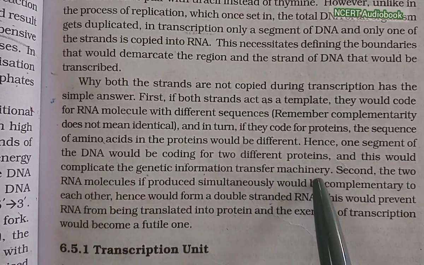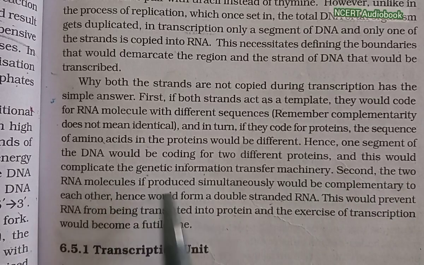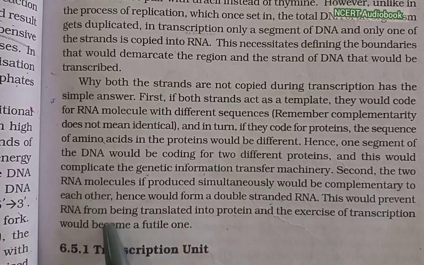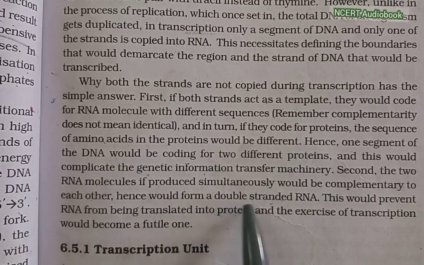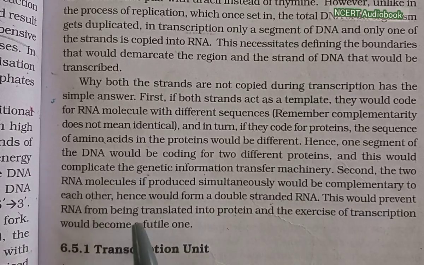information transfer machinery. Second, the two RNA molecules, if produced simultaneously, would be complementary to each other, hence would form a double-stranded RNA. This would prevent the RNA from being translated into the protein, and the exercise of transcription would become a futile one.